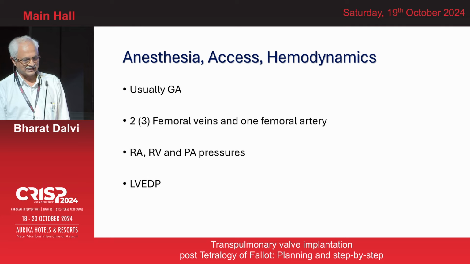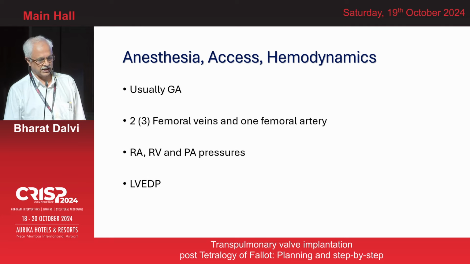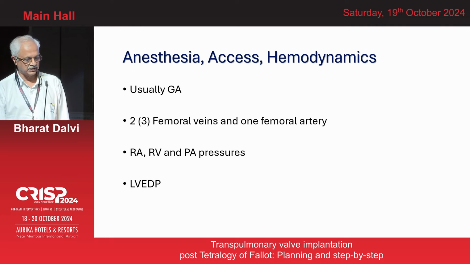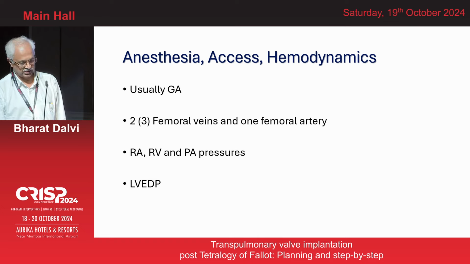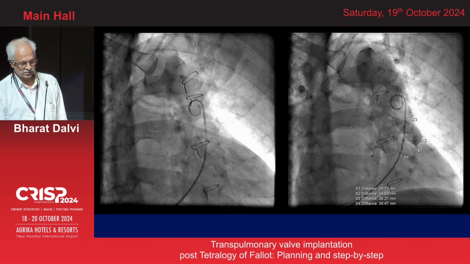As far as anesthesia, access and hemodynamics are concerned, the procedure is usually done under general anesthesia, with 2 femoral veins and 1 femoral artery, sometimes 3 femoral veins if you're going to do rapid ventricular pacing. Start with baseline hemodynamics: the right atrial, right ventricular, and pulmonary artery pressures, and the left ventricular end diastolic pressure, just to get an idea about the ventricular function.